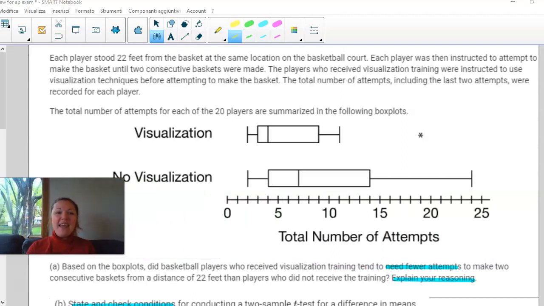Each player stood 22 feet from a basket at the same location on a basketball court. Each player was then instructed to attempt to make the basket until 2 consecutive baskets were made. The players who received visualization training were instructed to use visualization techniques before attempting to make the basket. The total number of attempts, including the last 2 attempts, were recorded for each player. The total number of attempts for each of the 20 players are summarized in the following box plots.